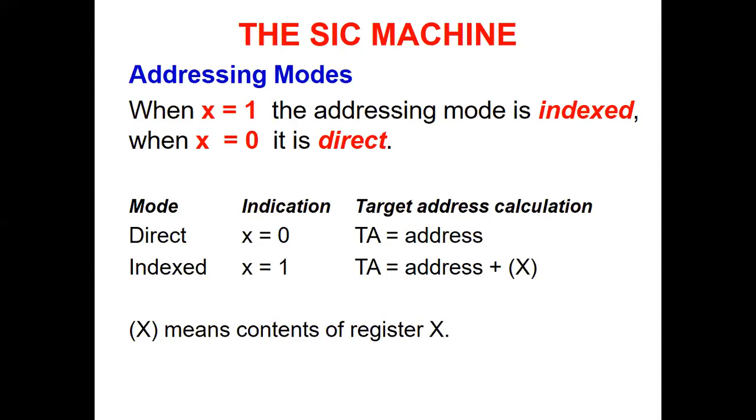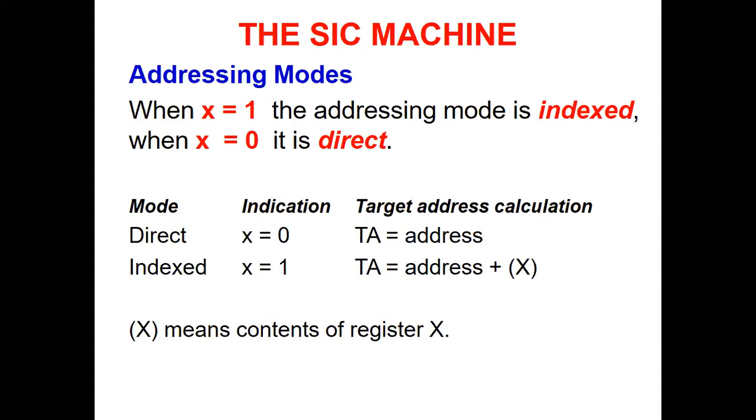When we write X within the parentheses, that means we are talking about the contents of register X. Register X will have a number. You take the number you find in register X, and to that number you add the address given in the 15 bits. That will take you to the target address, that is, the address of the required operand. So if I say, for example, ADD NUM, it means I want to find the particular memory location NUM. My target address is calculated using those two modes.